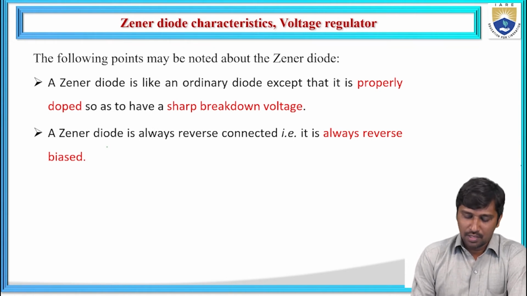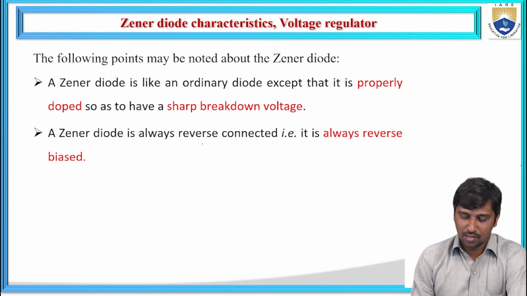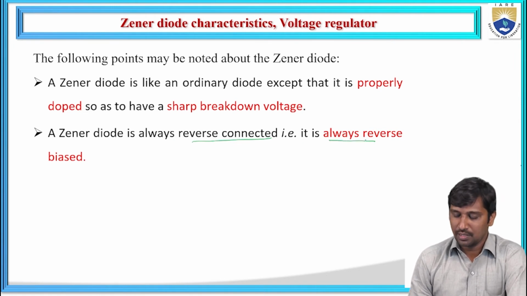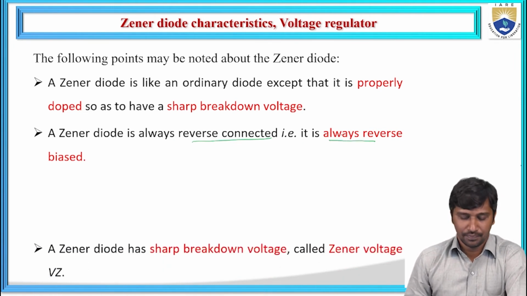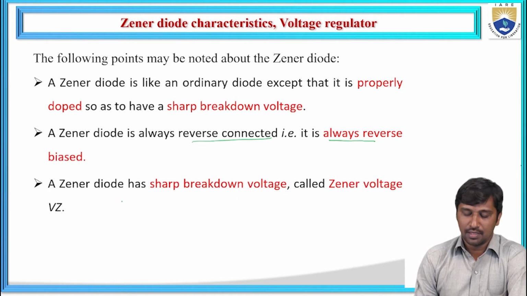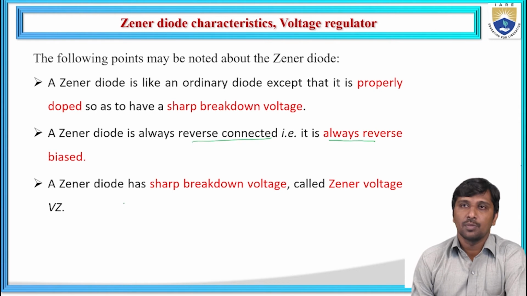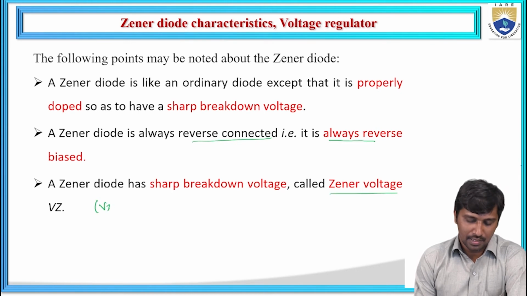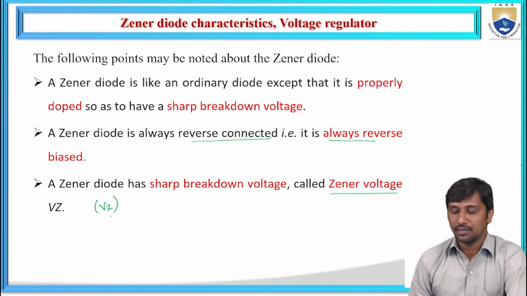And one more point we need to note: the Zener diode is always reverse connected, which means we need to show it in the reverse bias direction. Then at this point, we observe that it has a sharp breakdown voltage, and here it is also called the Zener voltage, which is represented as Vz.